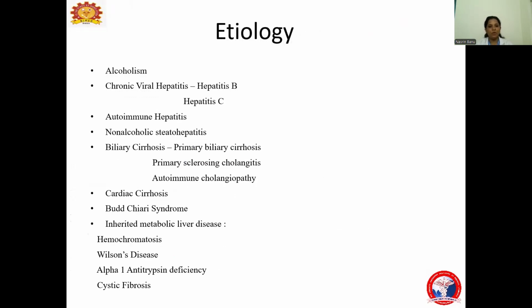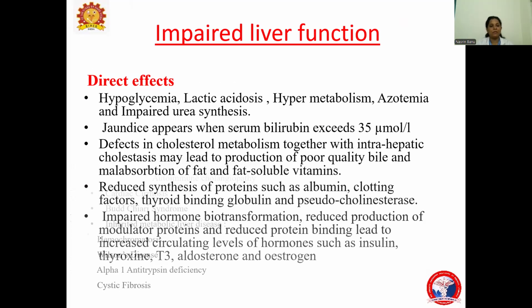So, etiology. What are the causes of chronic liver disease, that is, cirrhosis? Alcoholism, chronic viral hepatitis, which can either be hepatitis B or C, autoimmune hepatitis, non-alcoholic steatohepatitis, biliary cirrhosis, primary biliary cirrhosis, primary sclerosing cholangitis or autoimmune cholangiopathy, cardiac cirrhosis, Budd-Chiari syndrome, inherited metabolic liver diseases like hemochromatosis, Wilson's disease, alpha 1 antitrypsin deficiency, or cystic fibrosis.